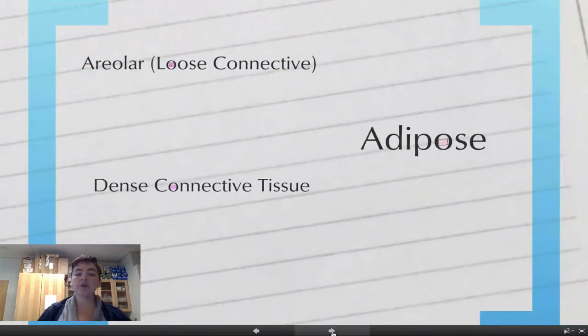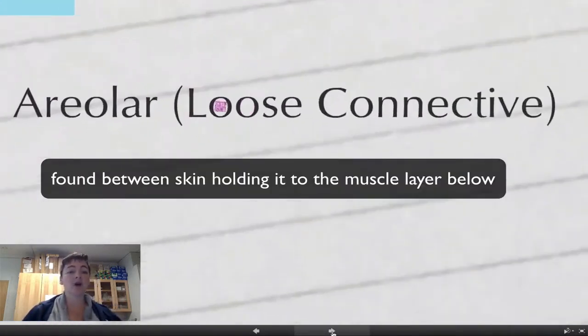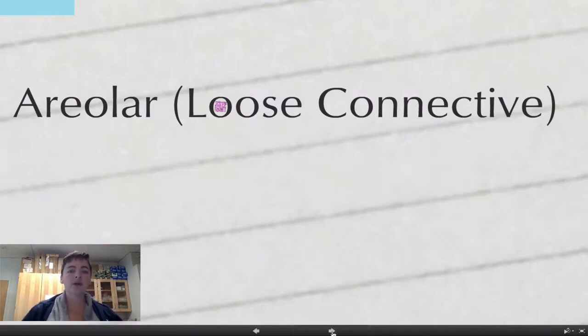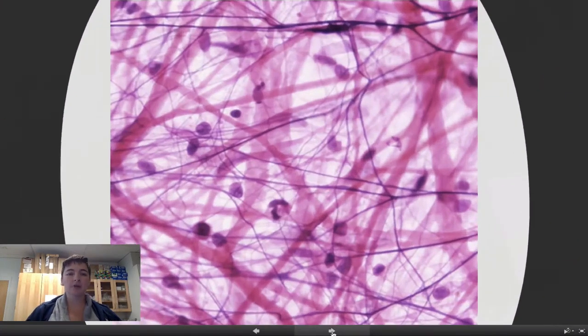We're going to go through the different types of connective tissue. The first type is loose connective, also known as areolar. I'm going to refer to it as loose connective. When you look at loose connective, you can see the fibers are loosely connected. This is found between the skin and the muscle layer below.